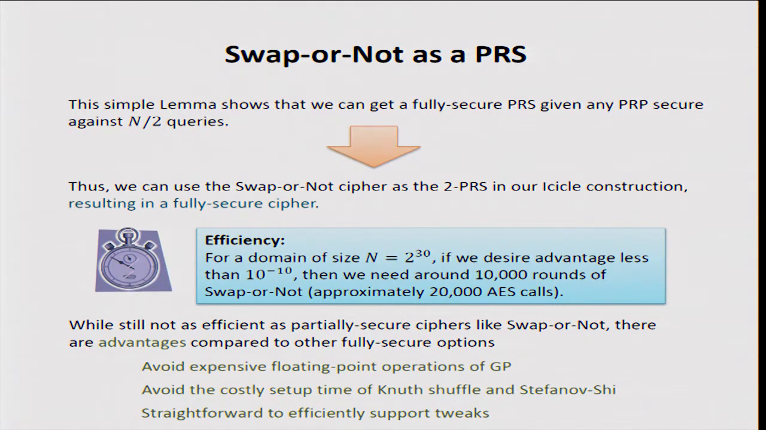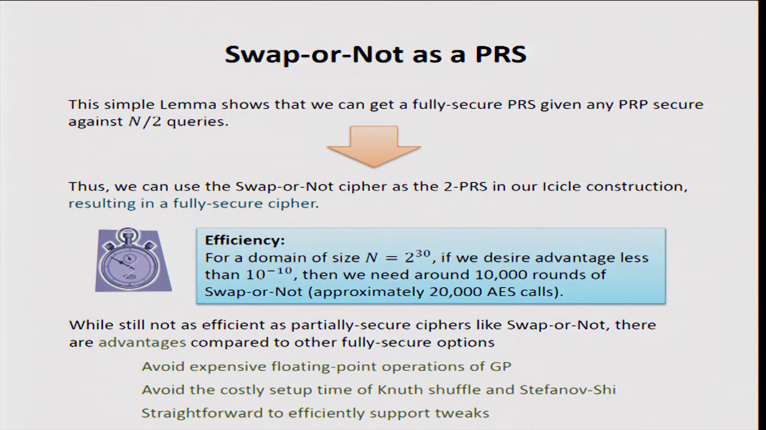So while this isn't as efficient as partially secure ciphers like swap-or-not or the Thorp shuffle, keep in mind it is getting full security, and it does have some distinct advantages compared to those other fully secure schemes that I mentioned earlier. Our main goal here, of course, was avoiding those expensive floating point operations of GP. Instead, now we're just doing AES calls. We don't have any of that costly setup time from the Knuth shuffle or the Stefanov-Shi result, and so we've avoided that. So our results should work well as domains go up to n equals 30, 31, 32, whereas it starts to become intractable to go through the entire domain in those cases.